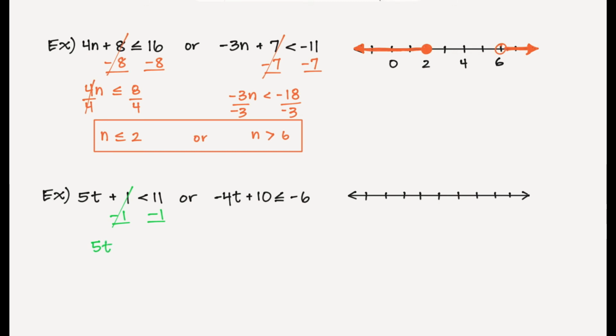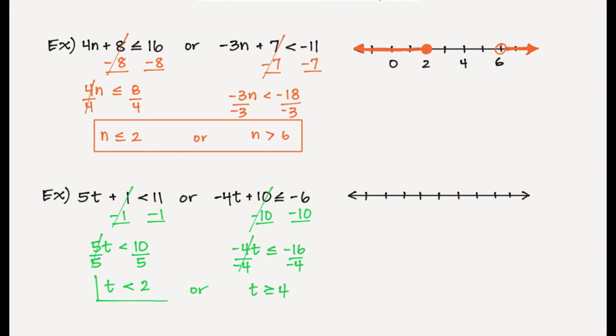All right, for our next example, I'm going to go ahead and subtract 1 on both sides. And then when I do that, I'm left with 5t is less than 10. And then I can divide both sides by 5, and I find that t is less than positive 2. For our second half, we're going to subtract 10 from both sides, and that leaves us with negative 4t is less than or equal to negative 16. I can divide both sides by negative 4, and when I do that, again, I need to flip my inequality. So t is going to be greater than or equal to positive 4.